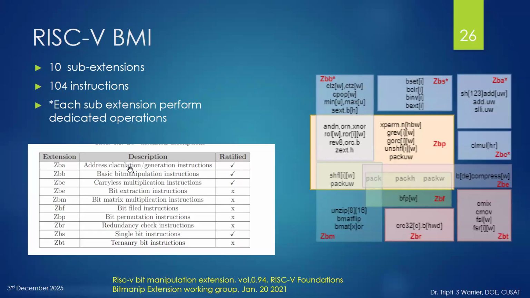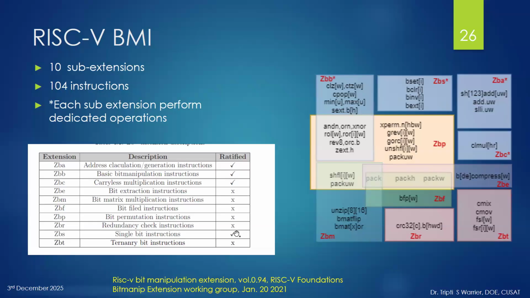So when you look at them, these are instructions that could be used for address calculations or basic AND or XOR kind of applications, bit manipulation applications, bit extraction, carryless multiplication, then matrix multiplication, permutation, and single bit instructions. All these are ternary bit instructions, and each subset has a dedicated operation that is happening. And in the definition itself, subsets of different instruction sets have been defined. So the compiler supports these ratified instructions.